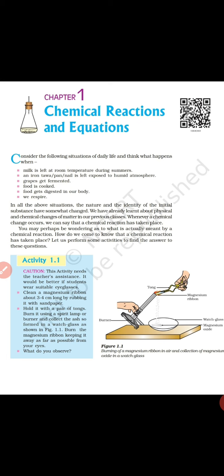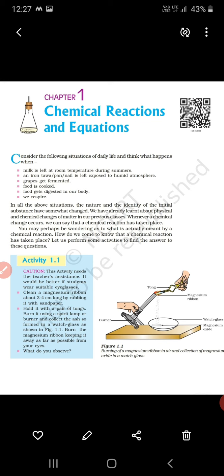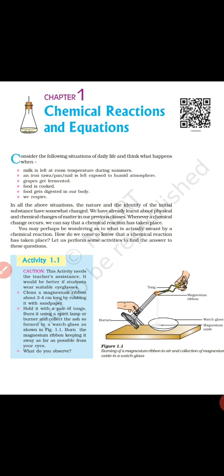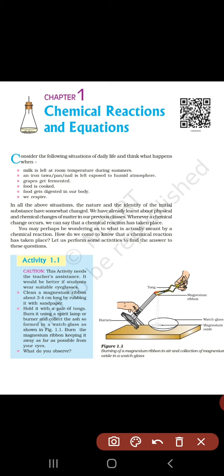Like this, other examples are given here, like an iron pan left exposed to a humid atmosphere. If we keep an iron pan exposed to a humid atmosphere, there will be corrosion of iron. Now these are the examples. So now we will move to chemical reaction.